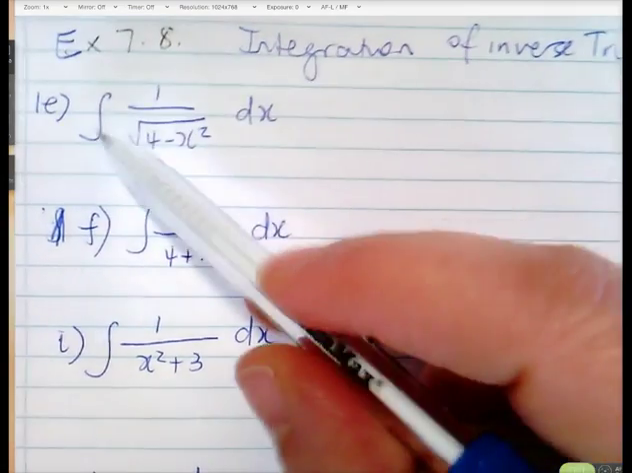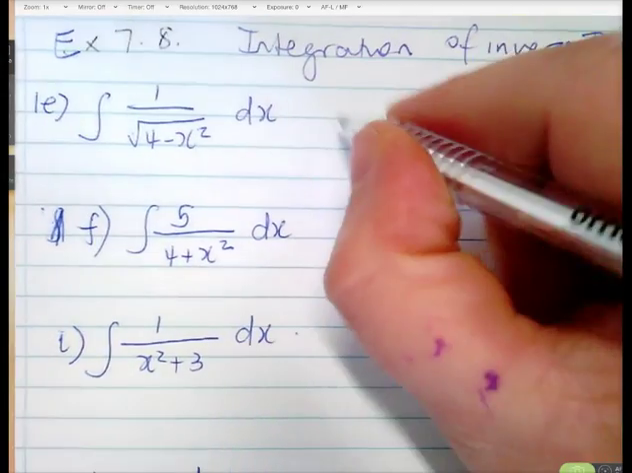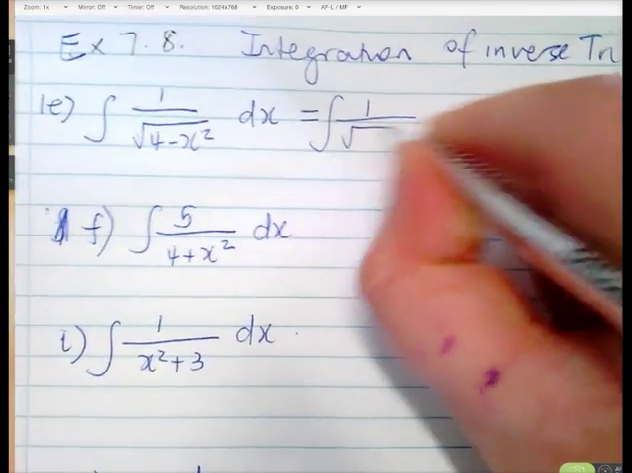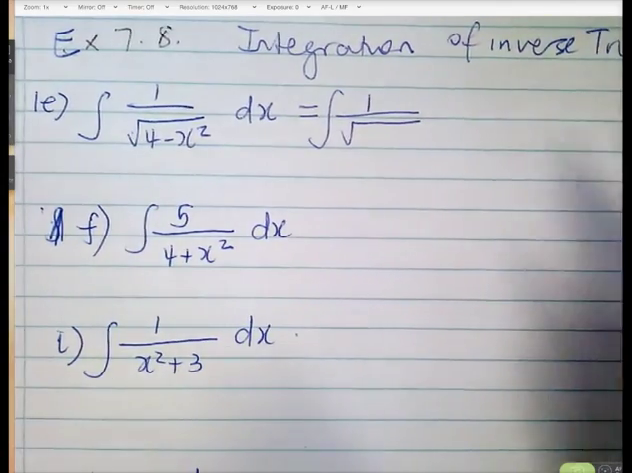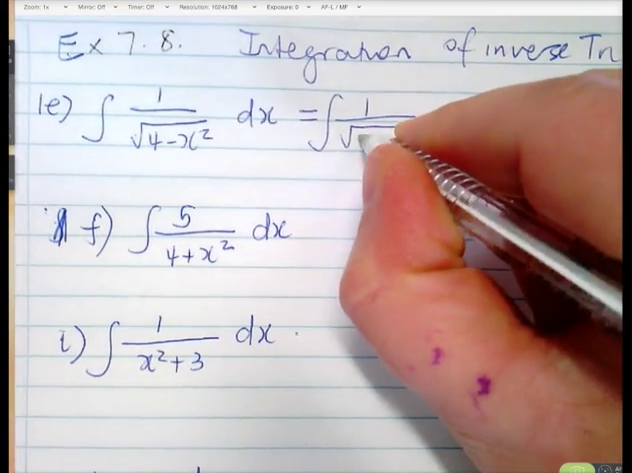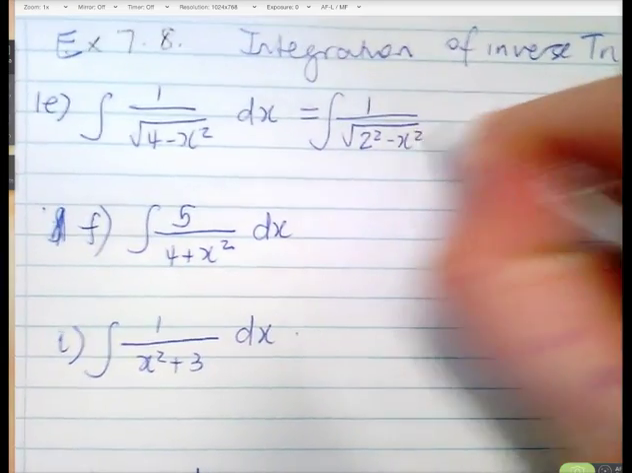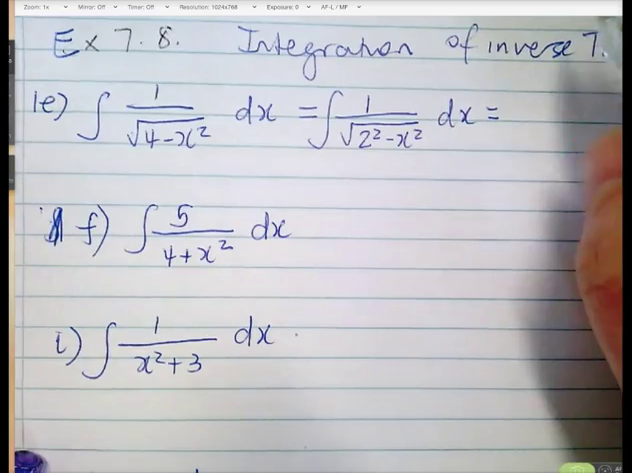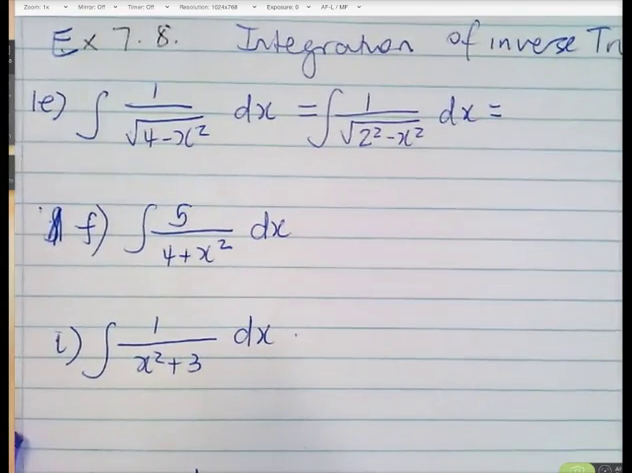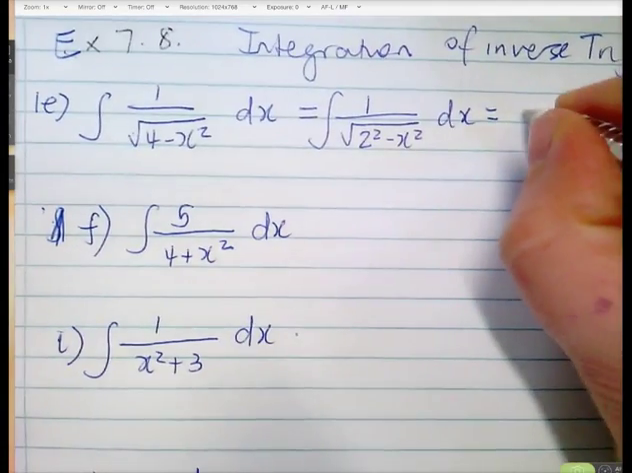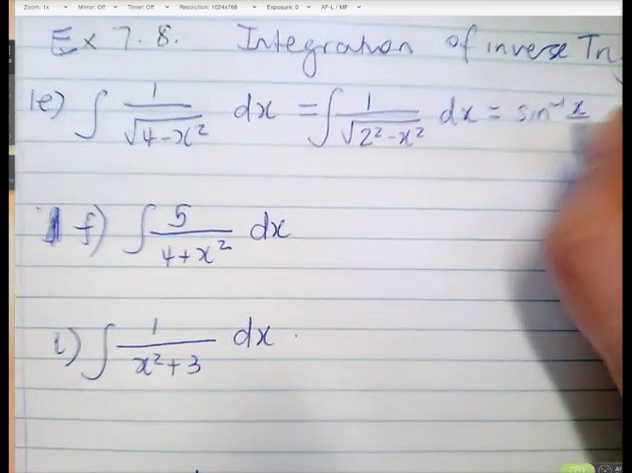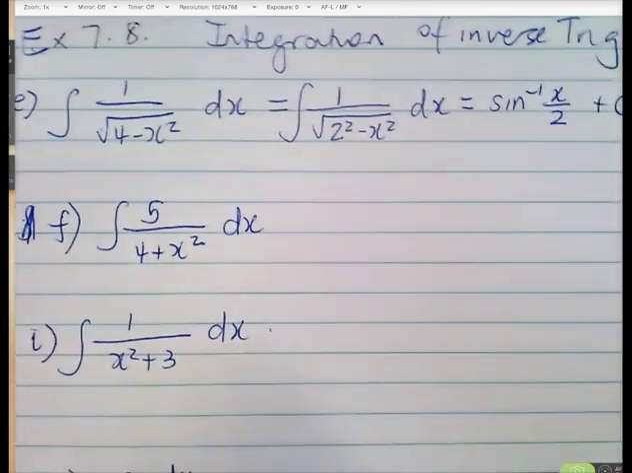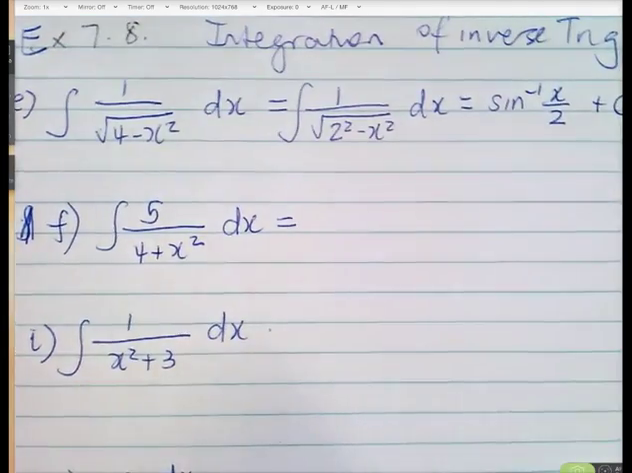All right, the integral of 1 over the square root of 4 minus x squared. We know that that's in the form of what? That's exactly as the formula sheet is, where a is 2. So it's 2 squared minus x squared dx. That's looking exactly like the formula sheet for the inverse sine of x on a. So that one is inverse sine of x on 2 plus c. That one's fine. Let's look at the next one.